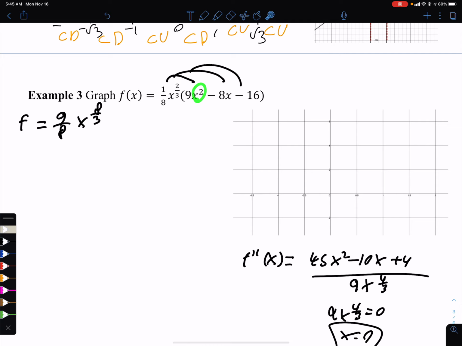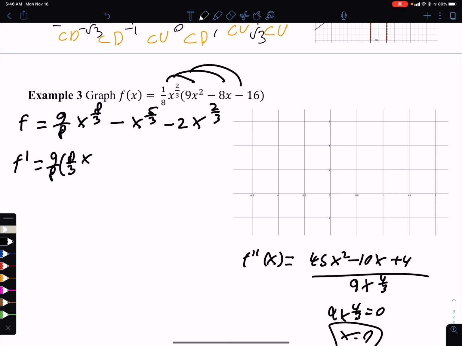Okay, that's 6/3 plus 2/3 is 8/3. That's how that comes about. Then we're going to get minus x to the 5/3 minus 2x to the 2/3. And then for the derivative, we're just going to use our power rule. So it's 9/8 times 8/3 x. Subtract 1 from that, you can get 5/3. Minus 5/3, you bring the 5/3 in front, decrease that, you get 2/3. Bring the 2/3 in front and decrease that power by 1, you get -1/3.